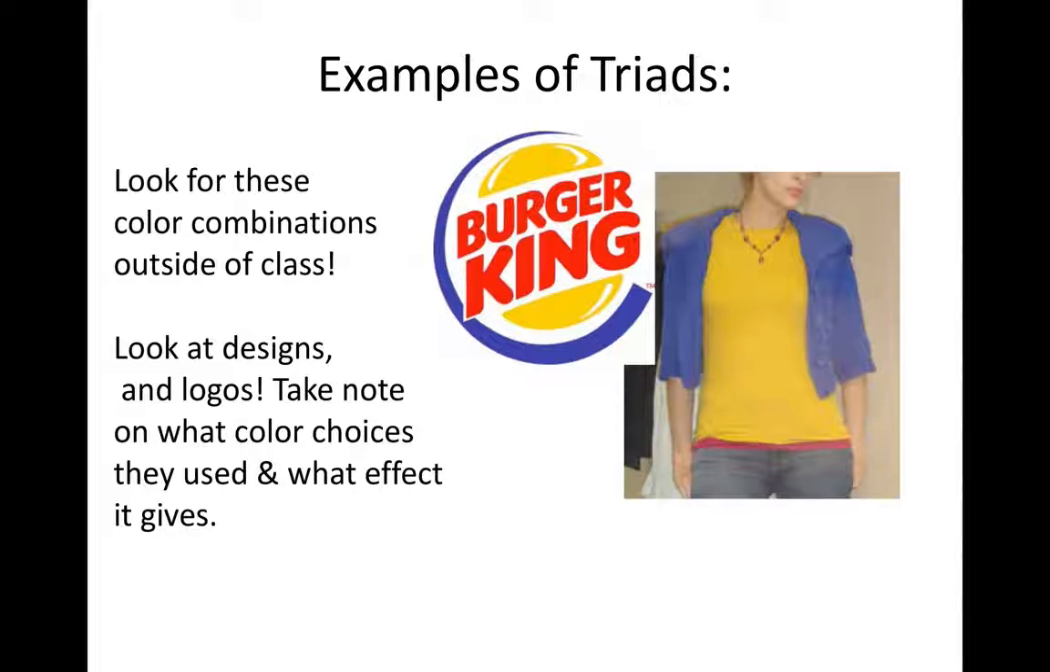So some examples of triads here. I've pulled the logo for Burger King, and yes, you guessed it, primary colors. We also see a photograph here of someone's outfit mimicking these three primary colors. And look at what color choices people use in their day-to-day schedule. What clashes? That's what we really start to wonder. What doesn't work together? And how do we avoid that whenever we design something or whenever we paint or sculpt? That's what we really want to think about.